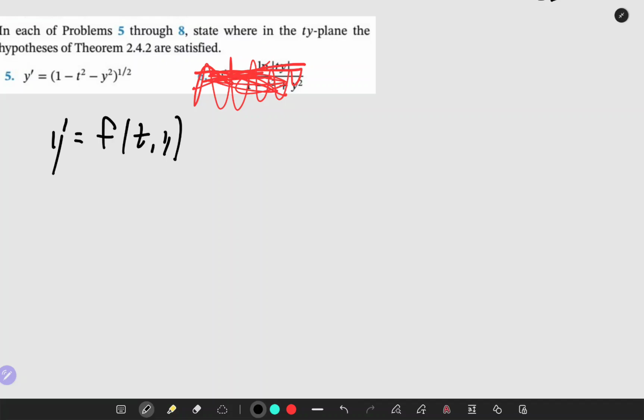We just have to find the integrals of t and y, right? Or it might not even be a rectangle. It could be like a circle or something. We'll find out because this one looks like it could be.